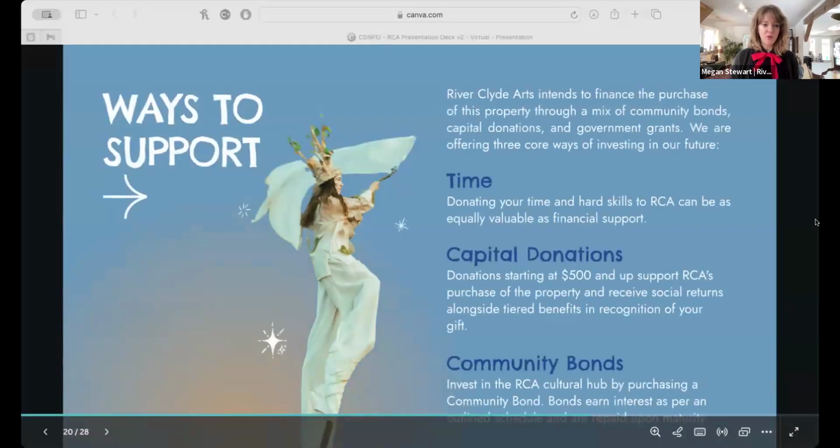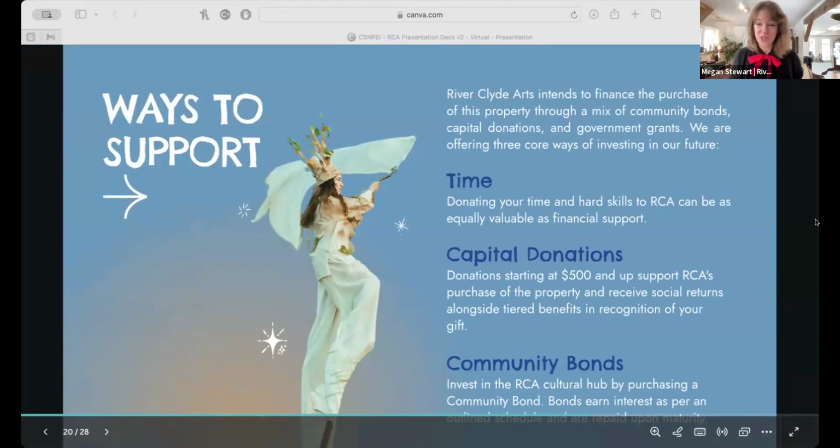And so with our project, we want to offer the community multiple ways to support. You can invest your time and your skills into helping get this project off the ground. There's going to be a huge amount of skill sets that we need to make this kind of project happen, ranging from, I don't know, accounting to construction to landscaping, as you can all imagine.